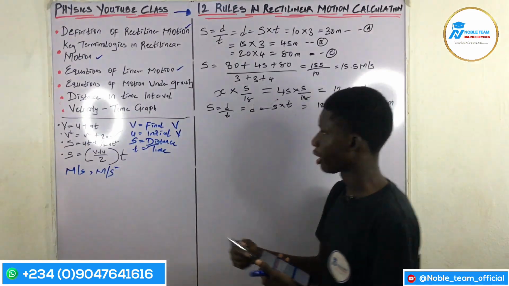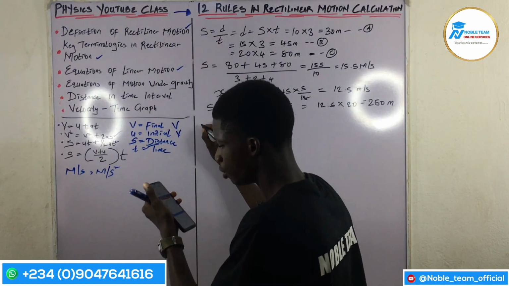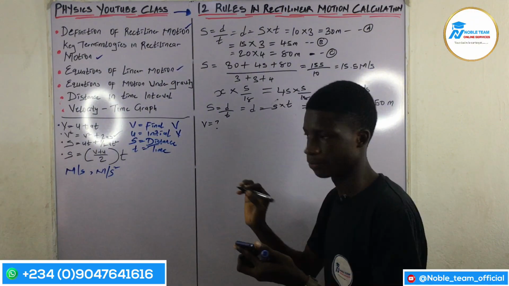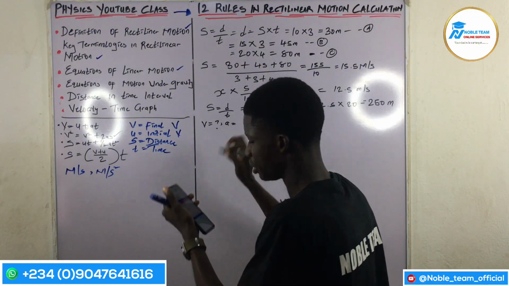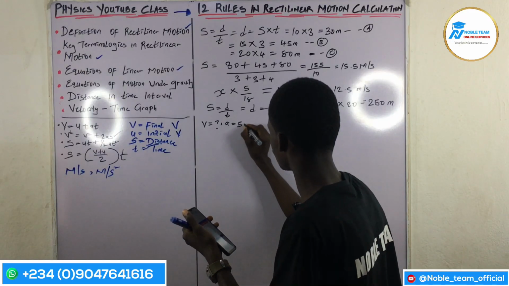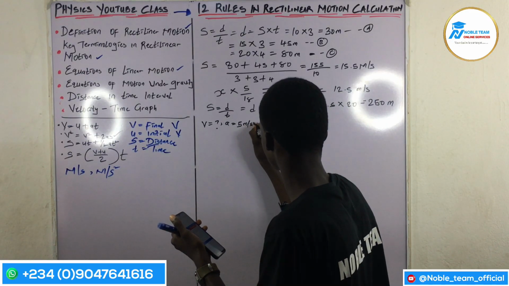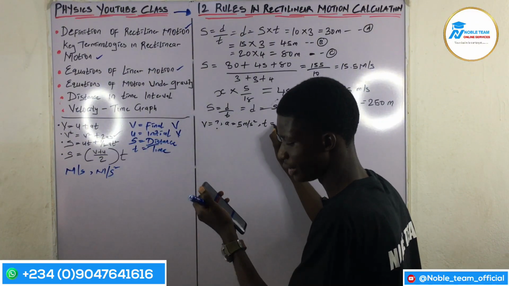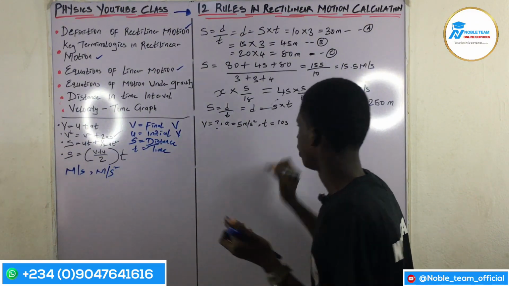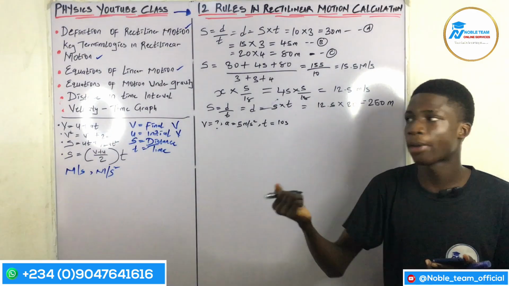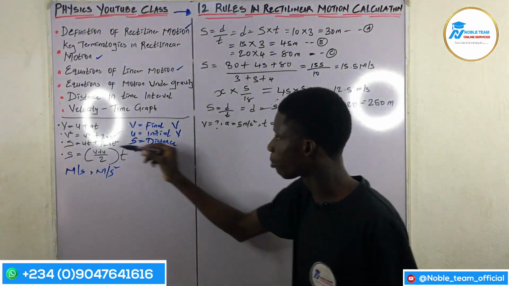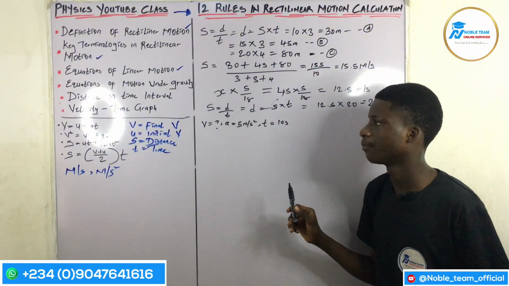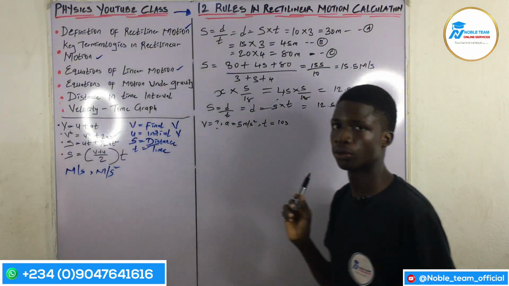Now, my parameters given to me, we have v, which is the final velocity. We are asked to solve for it. Then my a, which is the acceleration, is 5 meters per second square. Then my time is t, which is 10 seconds. Now in this question, you'll be asking which formula am I going to use? Look at the formulas. Which one suits these parameters here? Equation 1.